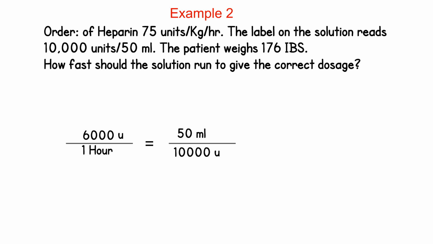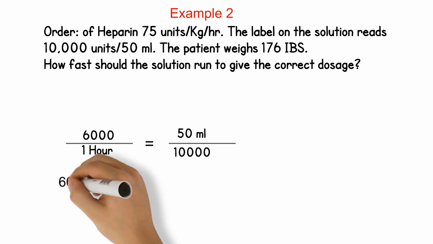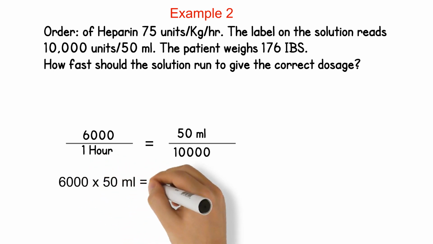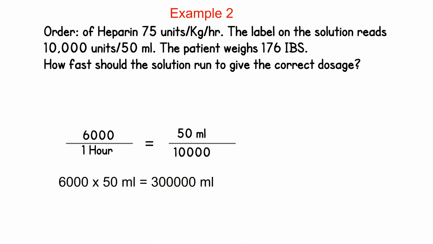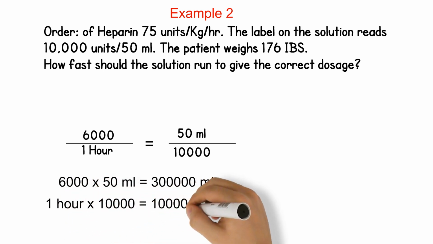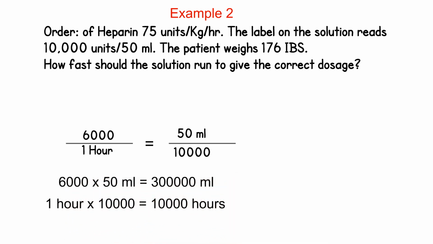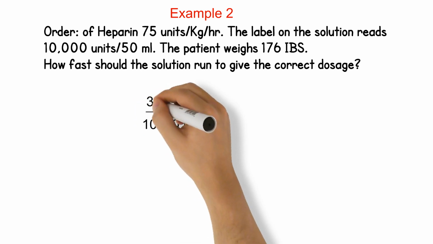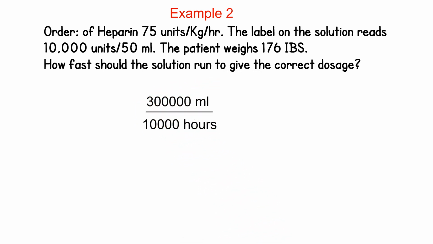And then we cancel the units, so we're left with ml over hours. And then we just multiply. We multiply the top, 6,000 times 50 ml, and we come up with 300,000 mLs. Then you multiply the bottom, 1 hour times 10,000, and you get 10,000 hours. So what we have now is 300,000 ml over 10,000 hours.